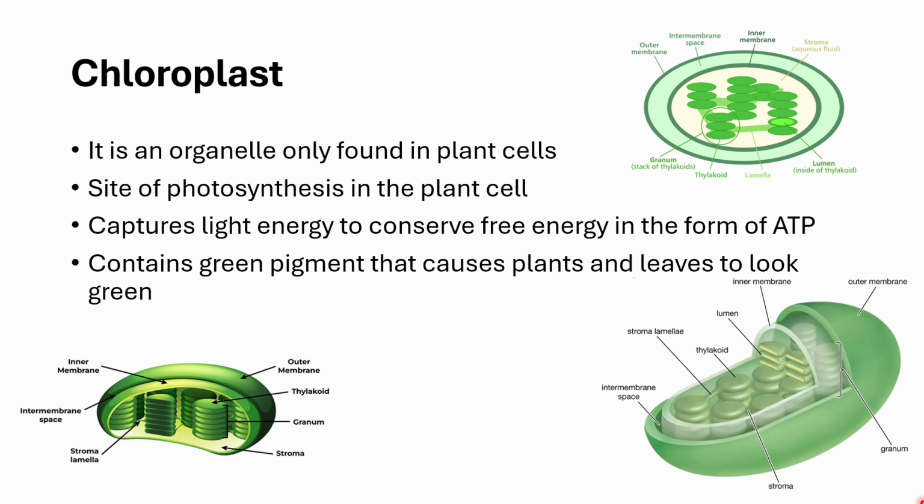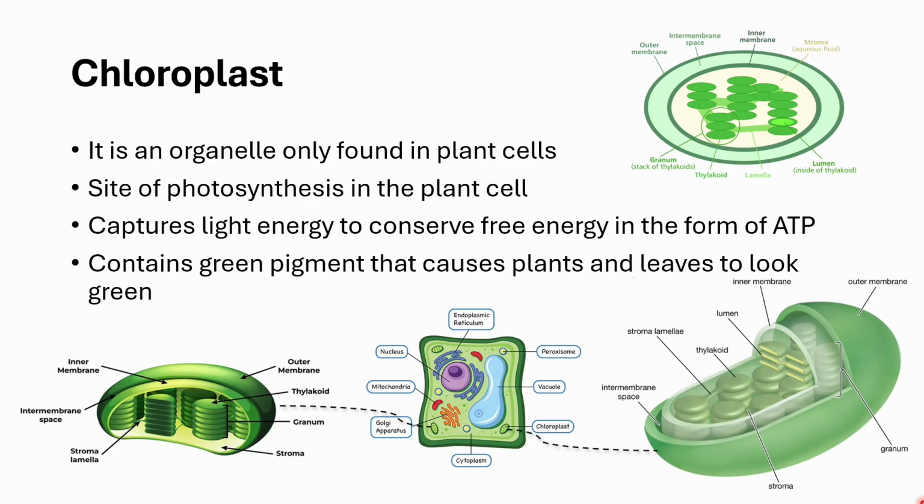So what does the chloroplast actually do? It captures light energy to conserve free energy in the form of ATP, and it contains green pigment that causes plants and leaves to look green. Imagine if humans had chloroplasts, they would look green like an alien. Anyways, in the plant cell you will see these organelles are the chloroplasts. Unless and until they're labeled, you will not know.